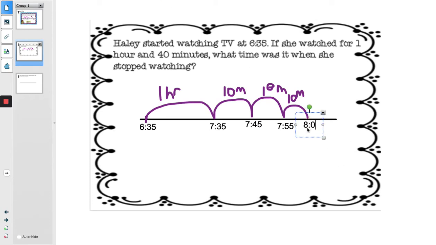It is now 8:05. I've hopped 1 hour, 1:10, 1:20, 1:30. I need one more hop of 10 minutes to get me to my end time. I hop one more 10 minutes, and I am now at 8:15. So for my answer, I always have to make sure I go back and think about what my question asked me. What time was it when she stopped watching? It was 8:15 p.m.